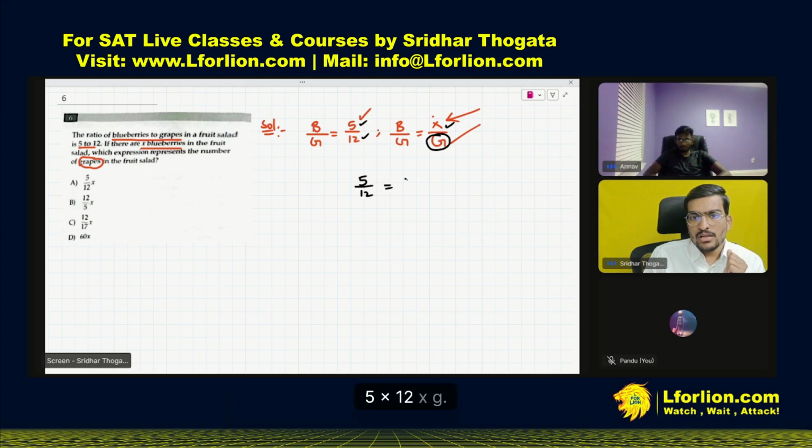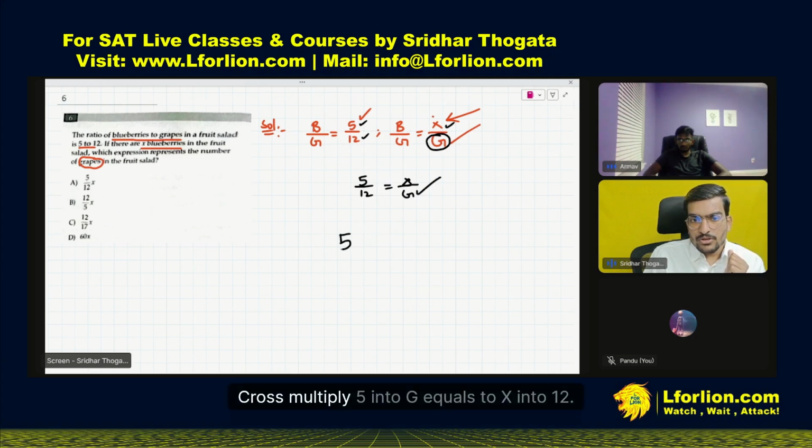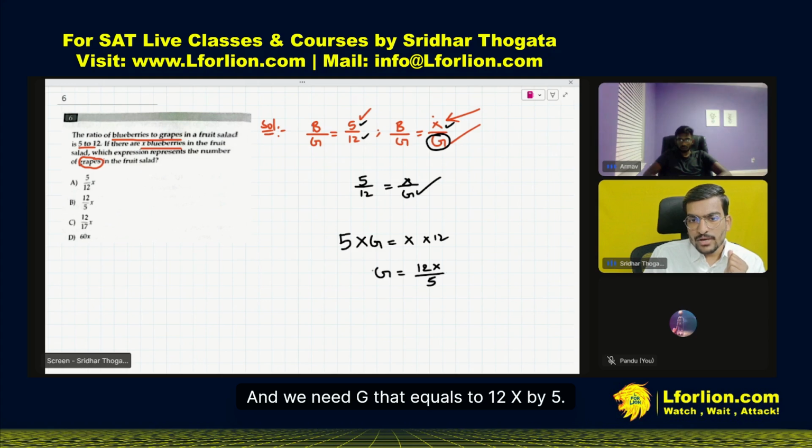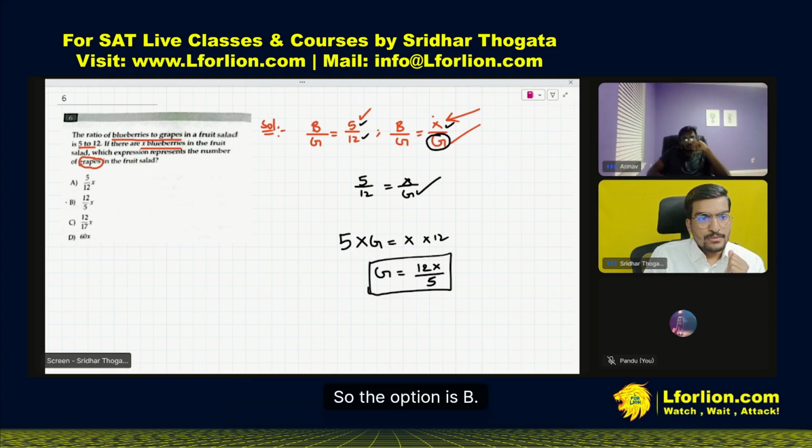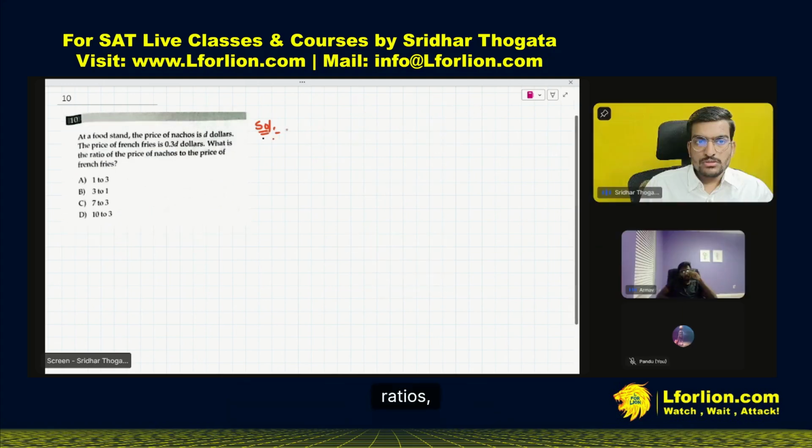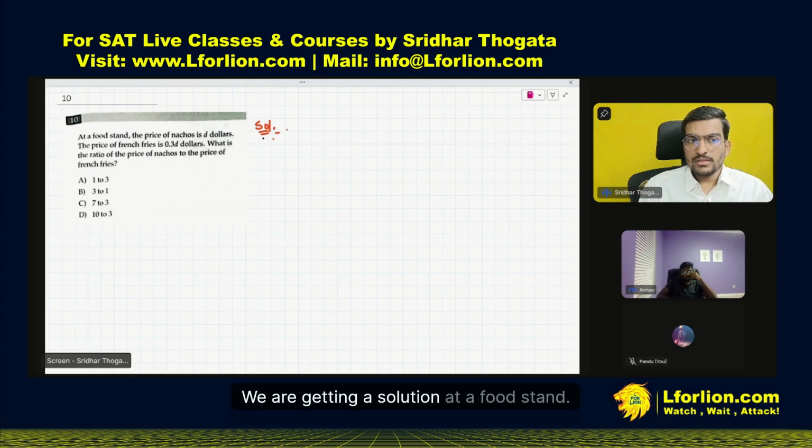5 by 12, X by G. What do we need to find? G. To find G, cross multiply. 5 into G equals X into 12. And we need G, that equals 12X by 5. So the option is B. Is that okay? Putting it together, we are getting a solution.